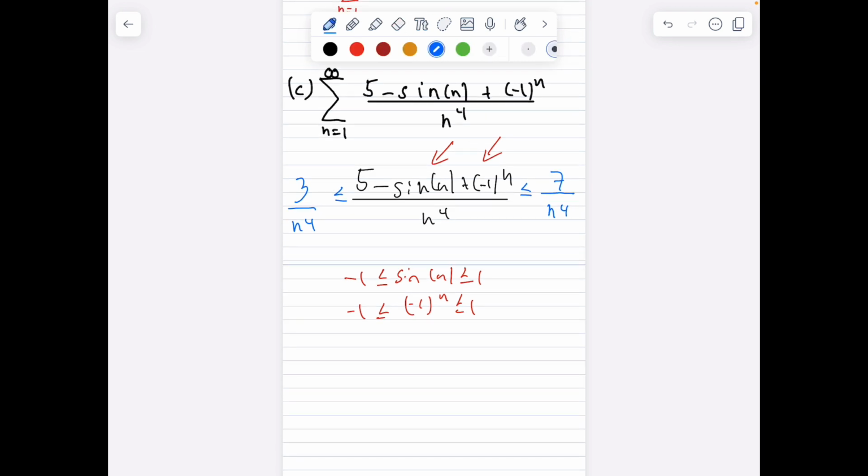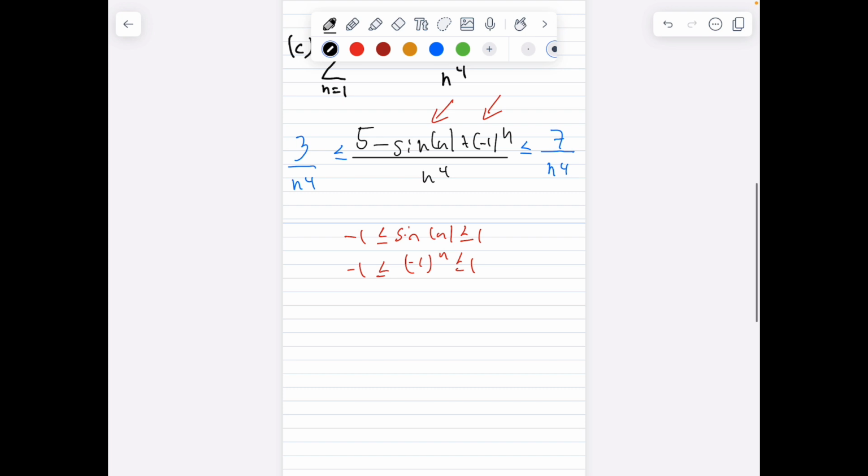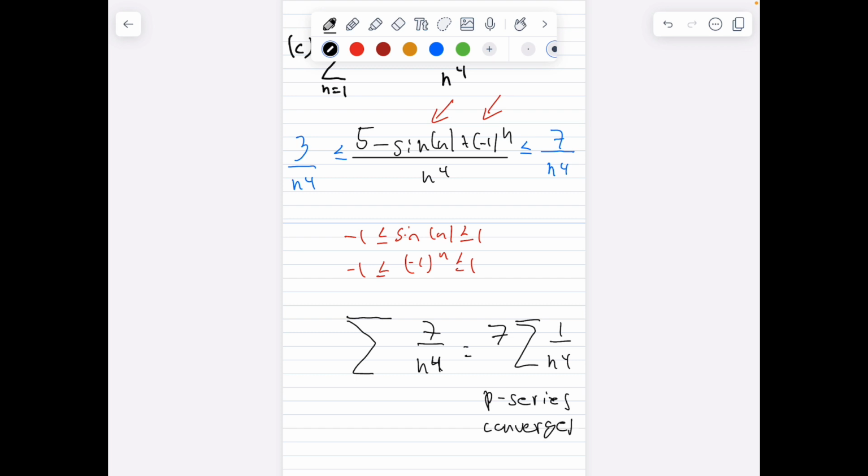However, only one of them is going to be useful here in terms of using the result, and that's the one on the right hand side. Because if you go back and look at the test, the direct comparison test says that if the bigger one converges, the smaller one will as well. So that's what's going to happen here. The series 7 over n to the fourth, or take the 7 out if you want, it doesn't affect the convergence or divergence. That's a p series with p equals 4, so it's going to converge, because p equals 4.